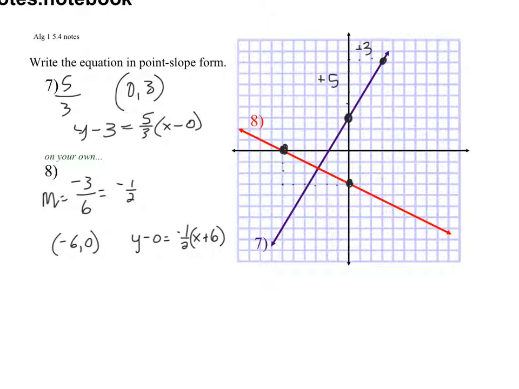Alright folks, welcome back. Hopefully you got the same answer as me. For number 8, there's actually several different points you could have used. I used the 2 that are pretty obvious there, and I ended up getting a negative 3 over 6 slope, which reduces to a negative 1 over 2. And then I plugged in the point negative 6, 0 into my point slope form.